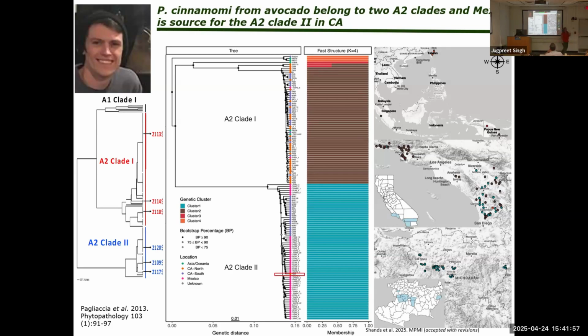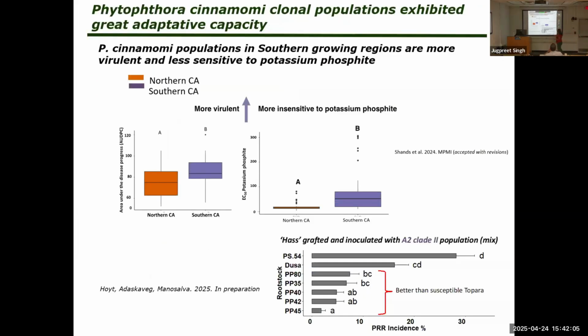There are different ways an isolate can move. It can move with the pickers, it can move through the shipment of rootstocks. And these isolates also have different phenotypes. Some are more virulent, and some are more insensitive to potassium phosphate, the major fungicide. It makes sense, because if your pathogen is more virulent, you need to apply more potassium phosphate, and then you make the population more insensitive, like with antibiotics. You take the same antibiotic, you get resistance. The same happened with Phytophthora.